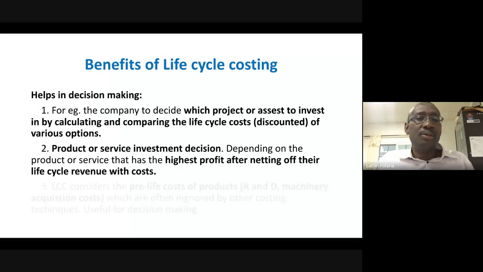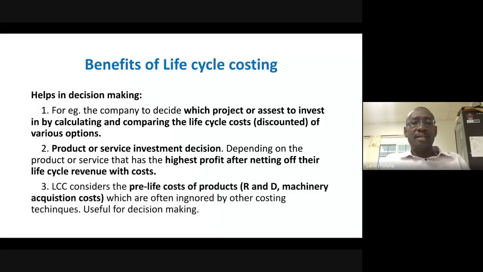Okay. So it considers the pre-life cost of products. That's the research and development cost. These are the costs that are associated with the product before it comes into being, unlike the traditional costing techniques.